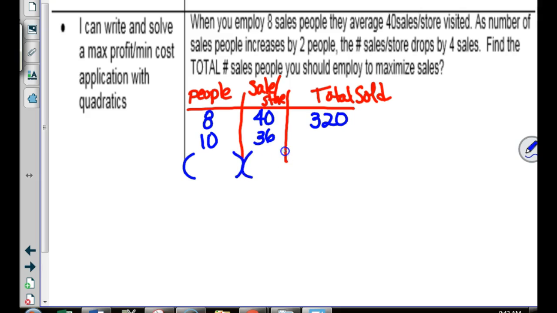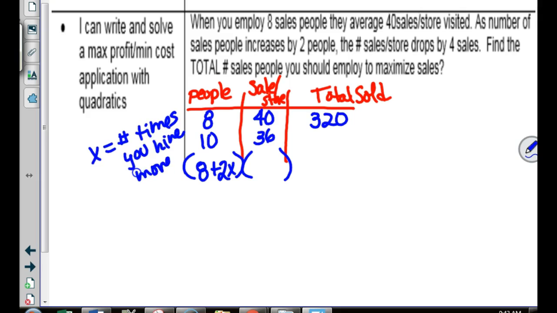But you will not get a 5 on this section unless you write the algebraic expression. Okay. What did this start at and what is it going up by? It's going up by 2s over and over and over. And X is the number of times that you actually add people. Hire more people or whatever. Because every time you hire 2, right, it says increase by 2. And then this would be, we started at 40, and every time we hire, this drops by 4.